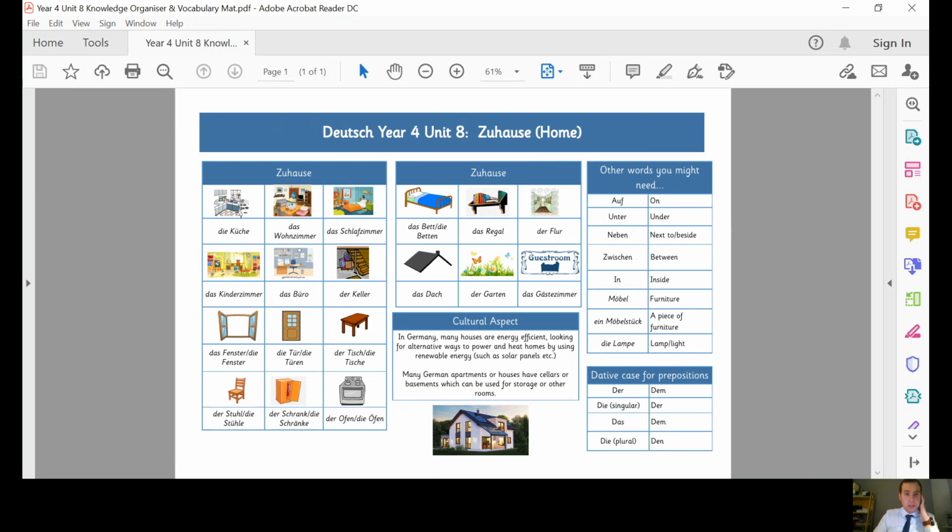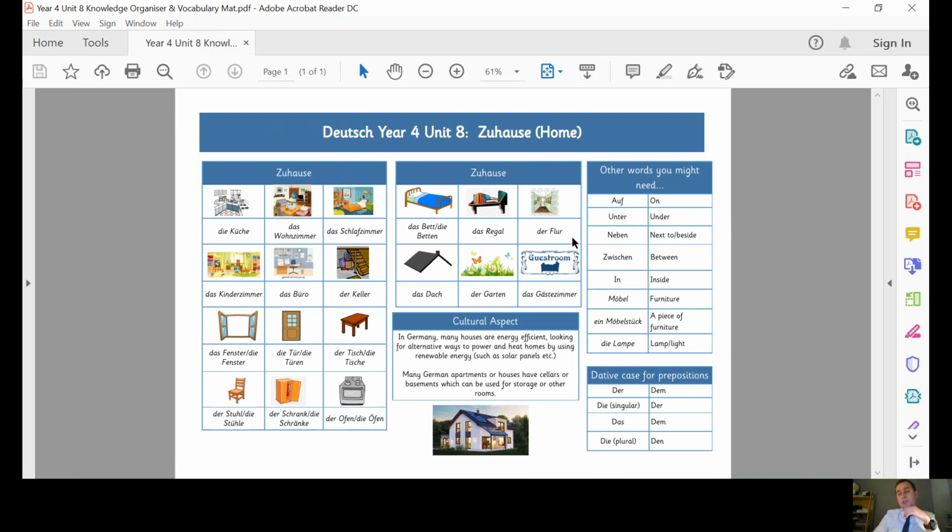So die Küche for the kitchen, das Wohnzimmer for the living room, das Schlafzimmer was the bedroom, das Kinderzimmer, the playroom or child's room, das Büro for the office, der Keller for the cellar, das Fenster or die Fenster for window or windows, die Tür or die Türen for door or doors, der Tisch or die Tische for table or tables, der Stuhl or die Stühle for chair or chairs, der Schrank or die Schränke for a cabinet or wardrobe, der Ofen or die Öfen for ovens, das Bett or die Betten, das Regal for the shelf.